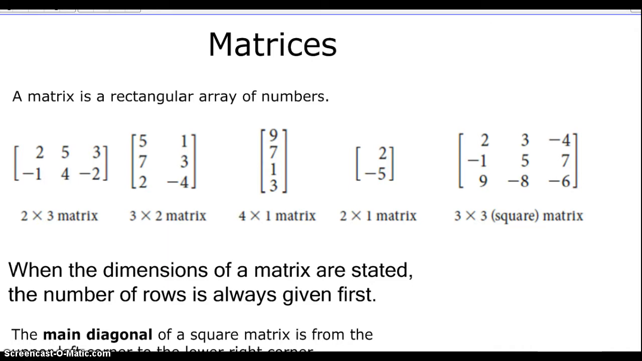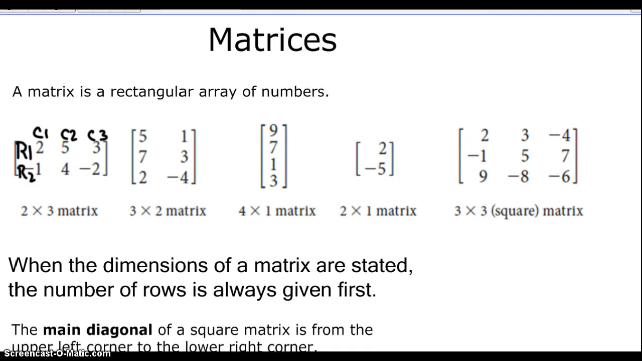So when we are discussing the dimensions, you always state the number of rows first. So you can see counting down here, 1, 2 with the rows. This is row 1, this is row 2. And the columns go across: column 1, column 2, column 3. And the rows are always first, okay?